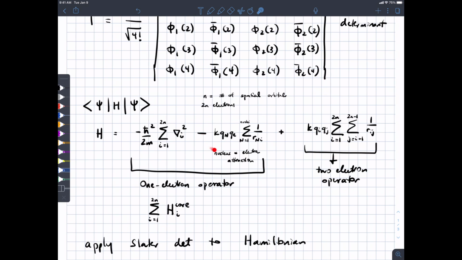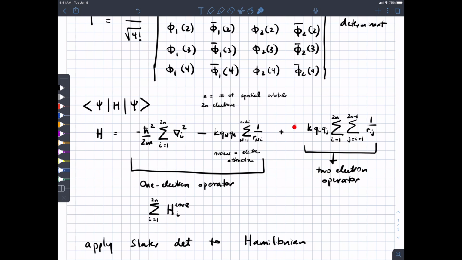We also have a favorable term for attraction between the nucleus and an electron, Coulombic attraction, which depends on the distance between the electron and the nucleus. Note that both of these terms only operate on the position of electron I. You only need to know about 1 electron there. So we're going to call this the 1 electron operator. We'll combine them both into this term H core, the core 1 electron Hamiltonian.